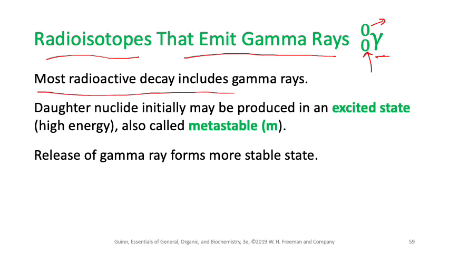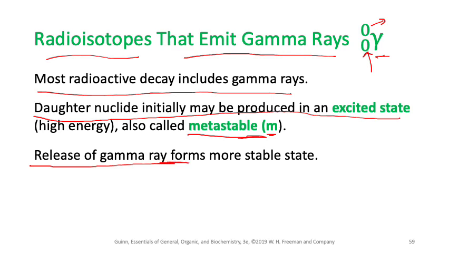So most radioactive decay includes gamma rays, right? Most of the radioactive decay that's happening, including beta or alpha particle emission, always releases gamma rays as a side product. Whenever any parent nuclide releases a beta or alpha particle, the daughter nuclide may initially be produced in an excited state. The nucleus is going to be in an excited state, meaning higher energy. We call that excited state a metastable state, with a symbol of small m. So to convert that high energy state of the nucleus to a more stable energy state, the daughter nucleus releases gamma rays, which forms a more stable state of the nucleus, right?